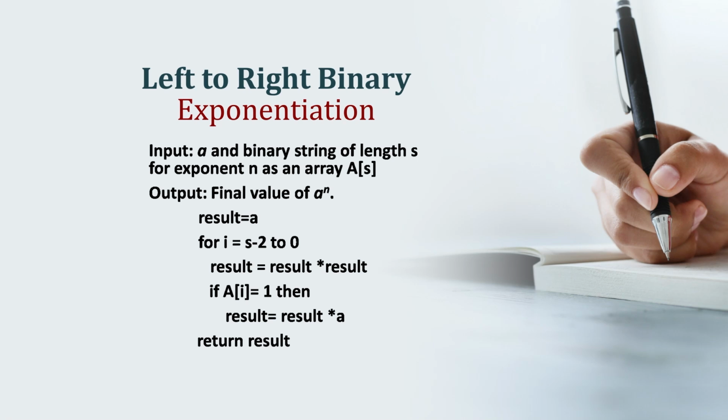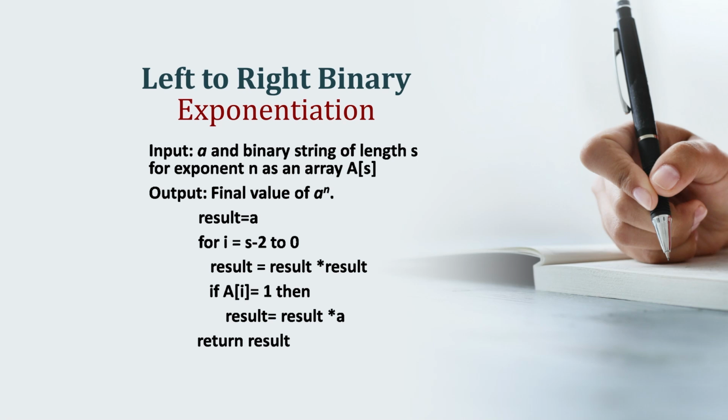So for i equals s minus 2, because if we have 4 digits, they are 0, 1, 2, 3, right? So s minus 2 in this particular case becomes 2. So 3 has already been taken care of, so we will be starting with the next digit. Okay, so that is how we will be proceeding.